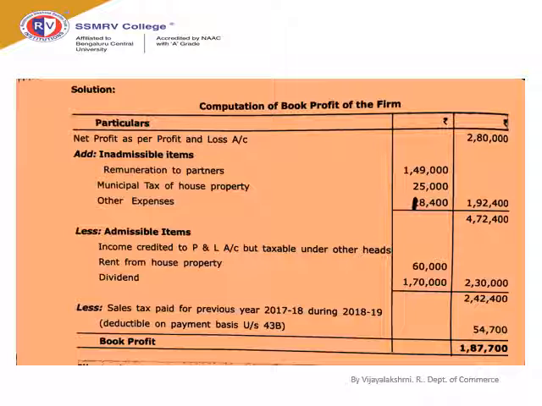Let us remember the sales tax which is not debited to the P&L account. That amount needs to be deducted now. So 54,700 will be deducted. Finally, book profit is going to be 1,87,700.